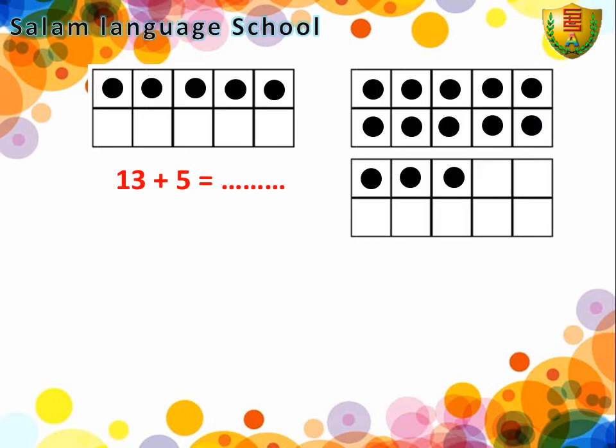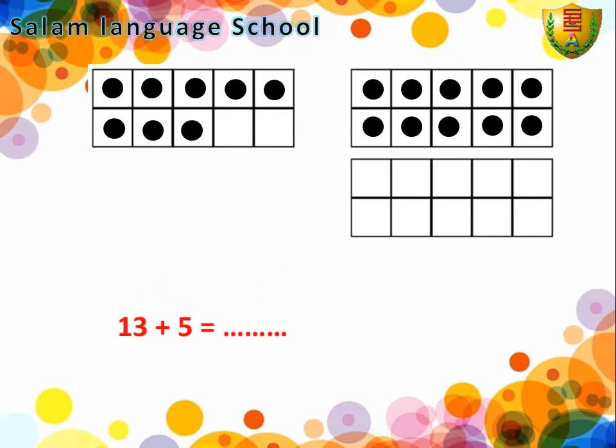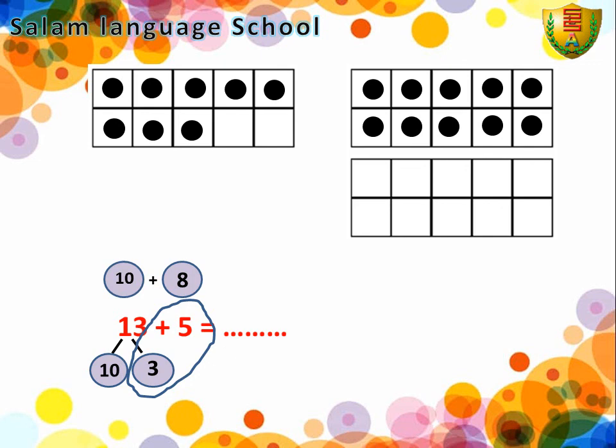13 plus 5. The first 10 frame has 5 and the second 10 frame has 10 and the last one has 3. Move the 3 to the 5 to become 8. 10 and 8 is equal to 18. So 13 can be decomposed into 10 and 3. The number 3 goes with the number 5, it becomes 8. And the number 10 is the remainder added to 8. 10 plus 8 is equal to 18.